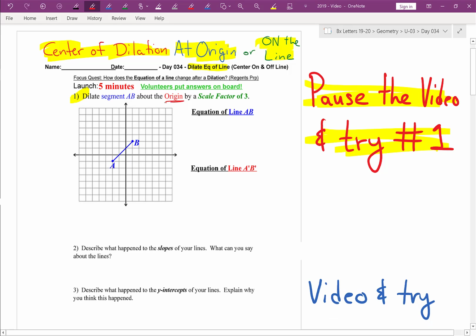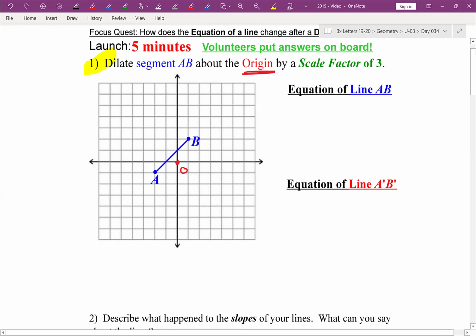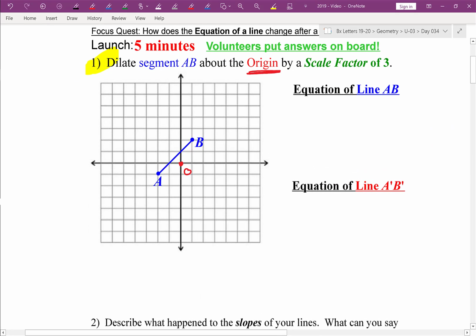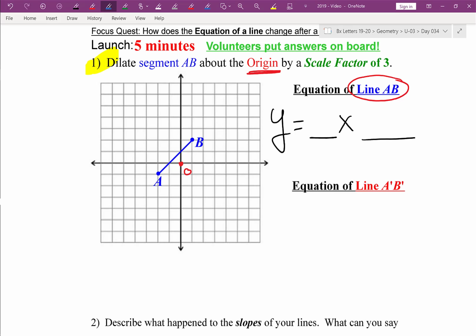So I'm going to graph my center of dilation. It is right there. And then I'm going to dilate line AB. But I guess first I'll write the equation. And all the equations are y equals, and then we're going to fill in the slope and the y-intercept. So my slope is simply rise 1 and run 1, both of which are positive. So if I want to, I could put 1 over 1.